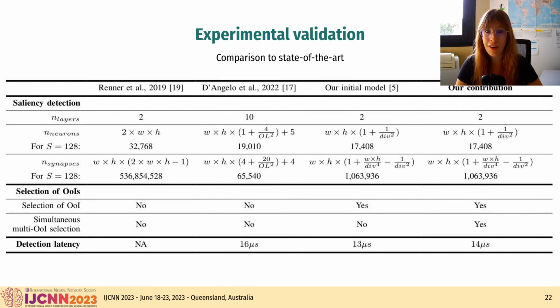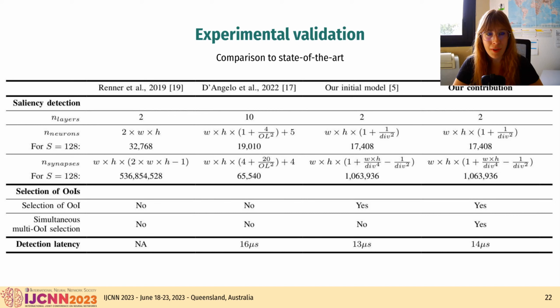Now we will compare our contribution to the rest of the state of the art. We chose two previous articles that implement a neuromorphic model of visual attention on event-based data. The two models are the ones implemented by Renner and colleagues in 2019 and D'Angelo and colleagues in 2022. We compared the saliency detection, so only the input layer and the saliency detector, in terms of number of layers, number of neurons, and number of synapses with those other models, because the other models do not perform a selection of objects of interest. So the first 4 lines correspond only to this, and later we'll see a more complete comparison.